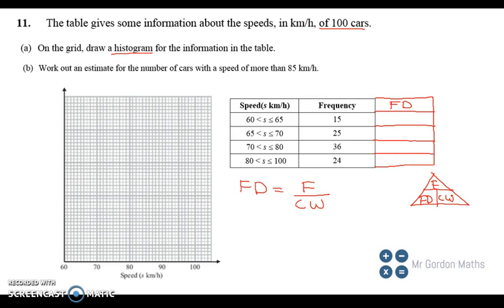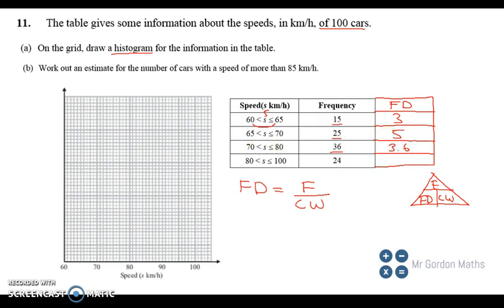So let's work that out. Frequency is 15 divided by the width of the group. How wide is this group here? Well, it's 5 wide. So 15 divided by 5 is 3. Frequency for the second group, 25. Again, the width here is 5. 25 divided by 5 is 5. 36 is here. So 36 divided by, well, nice, they've been kind to us there. The width is 10. So 36 divided by 10 is going to be 3.6.